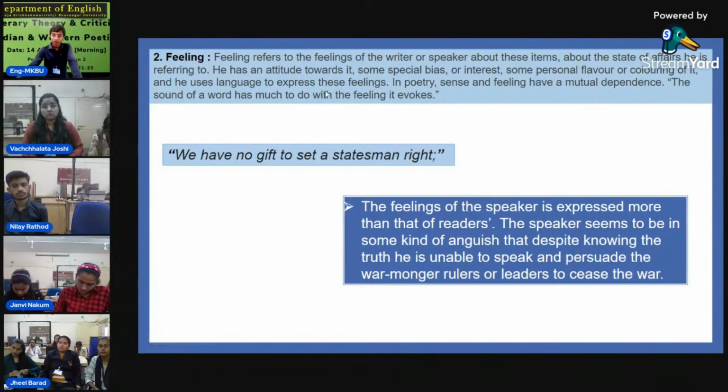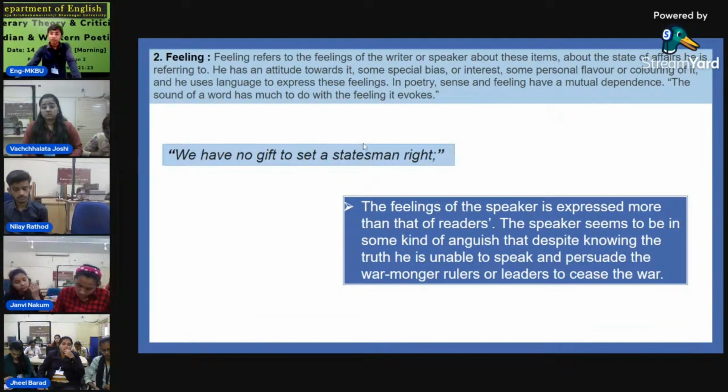Feeling refers to the feelings of the writer. Feeling means the feelings not only of the speaker but also of the listener; it is of both. About these items, about the state of affairs he is referring to, he has an attitude towards it. So we can say the writer, or the listener or reader, has some personal flavor or coloring of it, and he uses language to express these feelings. As I told you, the expression of feelings is through language or words. In poetry, sense and feeling have a mutual dependence. The sound of a word has much to do with the feeling it evokes. So sound is very important when talking about rhyme and meter.